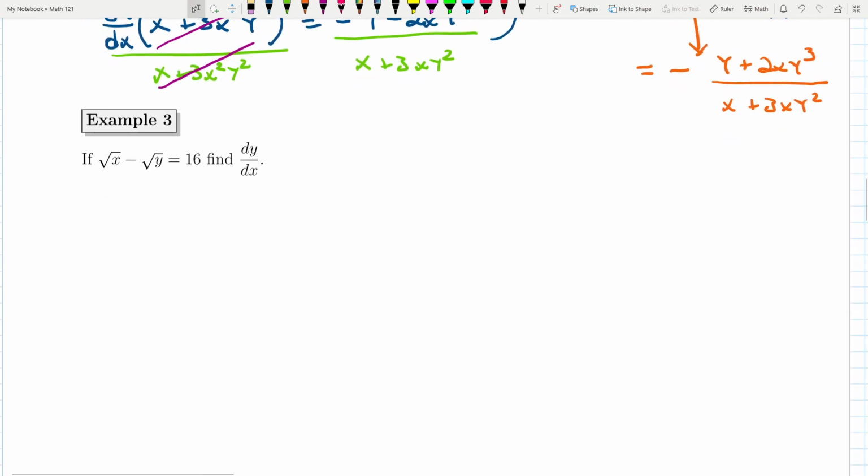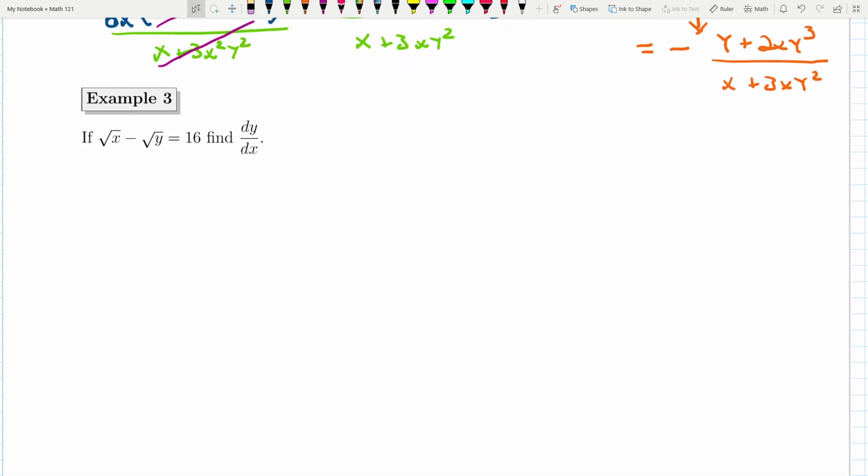All right, let's do one third example. Let's find the derivative of the square root of x minus the square root of y equals 16. Well, so let's see what about it. We recall that we cannot take the derivative of a radical just like this. So we need to first of all express this as rational exponents. And then from here we're good to go and differentiate.